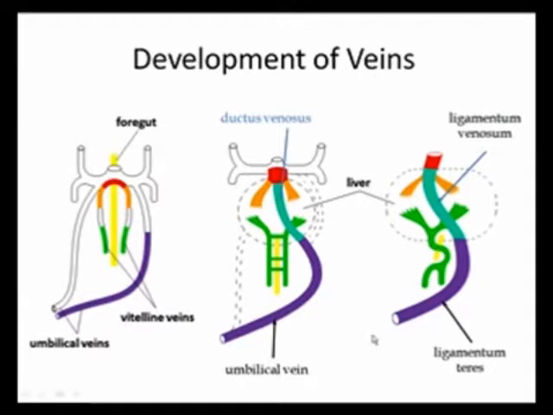After birth, the umbilical vein will degenerate as blood from the placenta ceases. It will form the ligamentum teres. And the ductus venosus will cease to be functional and will become the ligamentum venosum.